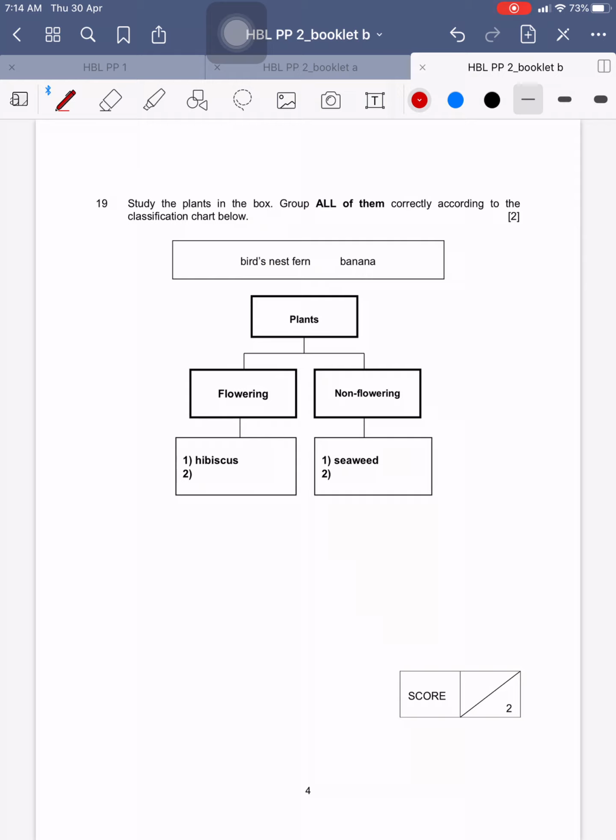Question 19, study the plants in the box, group all of them correctly according to the classification. So bird's nest fern. Now fern is a plant that is non-flowering, so we will put it here, bird's nest fern. Now some of you are still not very sure whether fern is a plant or not. Well, fern is a plant. It can make its own food, alright, but it doesn't produce flowers. Okay, it reproduces by spores.